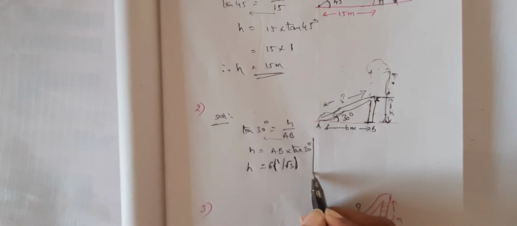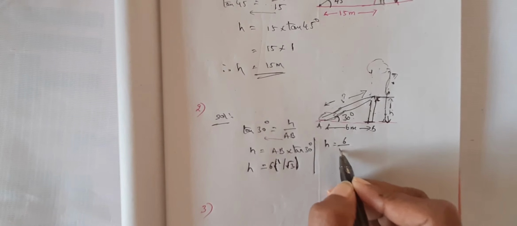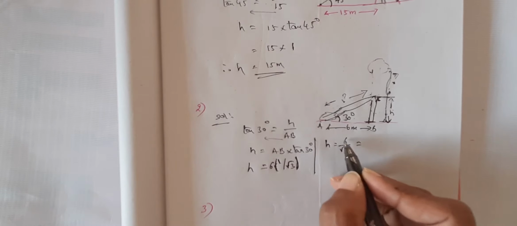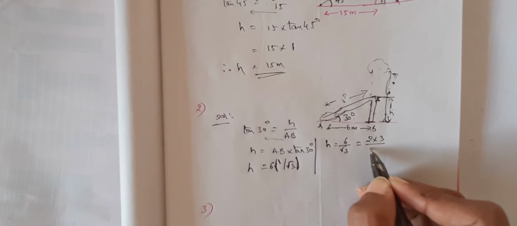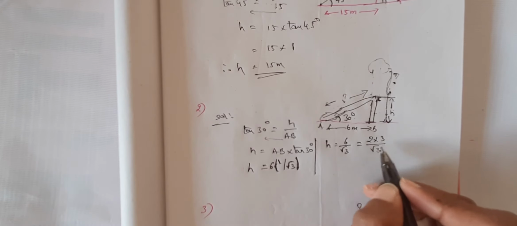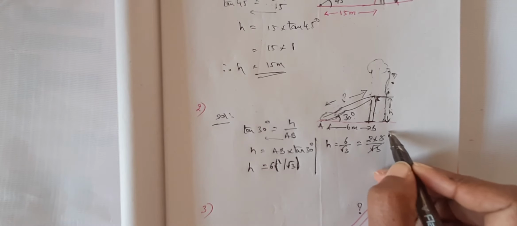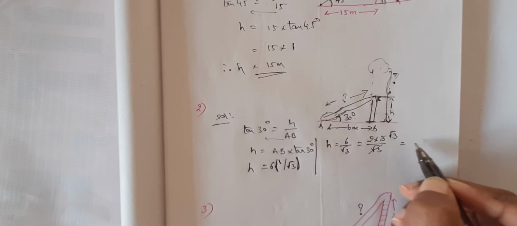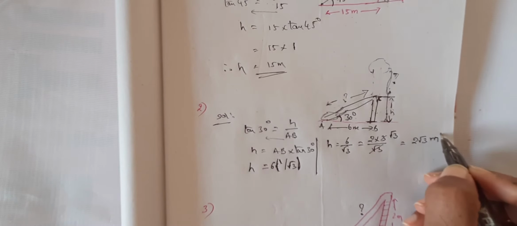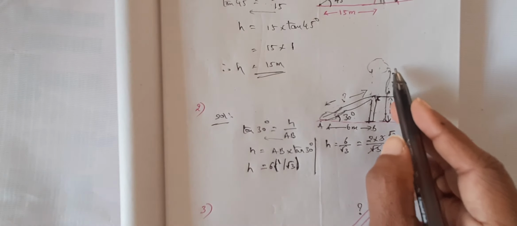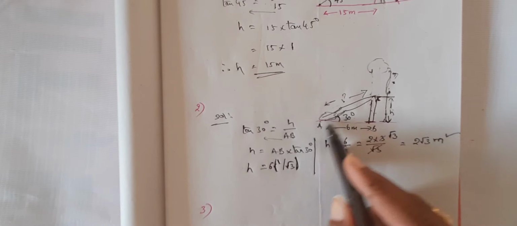So therefore H is equal to 6 by root 3, or the same thing can be written as 2 into 3. 6 I am splitting as 2 into 3. This is root 3. Root 3 goes in 3, root 3 times. So therefore the height is 2 root 3 meters. So I got the height. Now my job is to find out this one, which is nothing but the hypotenuse AC.